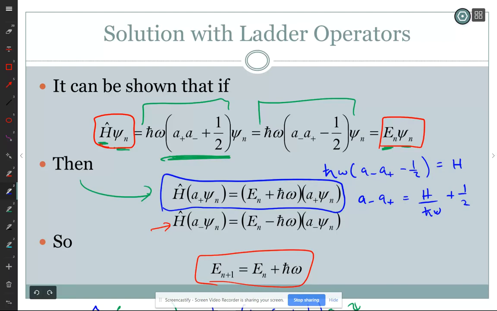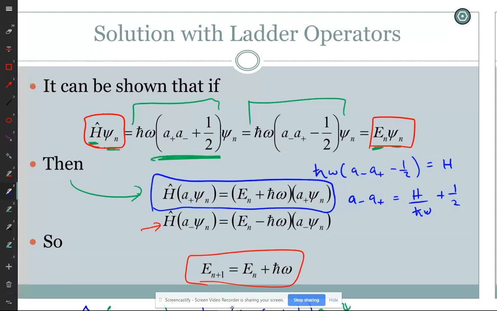If psi sub n is a function of the Hamiltonian, then so is A plus psi sub n. That statement did not say that A plus psi sub n was normalized. It just said it's also a function. It can be multiplied by any arbitrary constant. It's still a fit. So when we are using the raising operator to find a new eigenstate, we also have to renormalize.